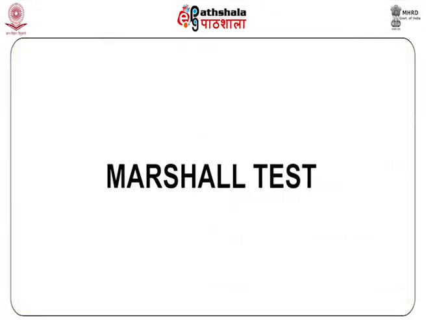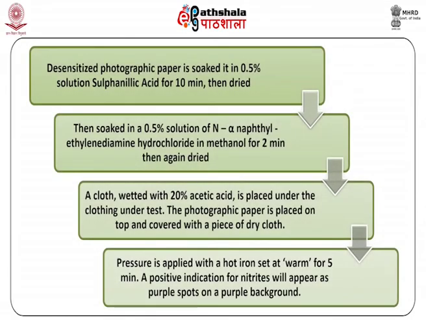Marshall test. The desensitized photographic paper is soaked in 0.5% solution of sulfanilic acid for 10 minutes, then dried. This is then soaked in a 0.5% solution of N-alpha-naphthylethylenediamine hydrochloride in methanol for 2 minutes, then again dried. A cloth wetted with 20% acetic acid is placed under the clothing under test.